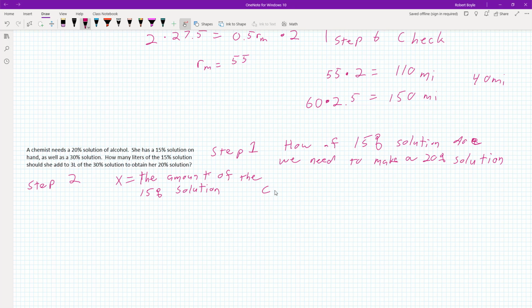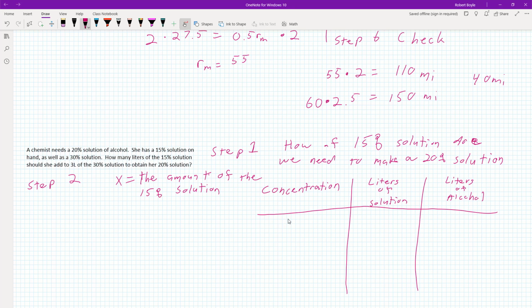Notice in this table we have concentration, and these tables are actually a great way to help you organize your thoughts. We have liters of solution, and we have liters of alcohol. First we have our 15% concentration. Remember, 15% in decimals is 0.15. How many liters of solution do we need? Well, we need x. That's our unknown.